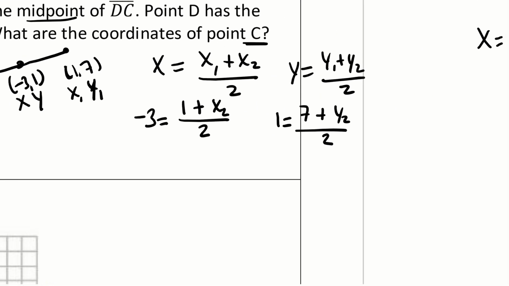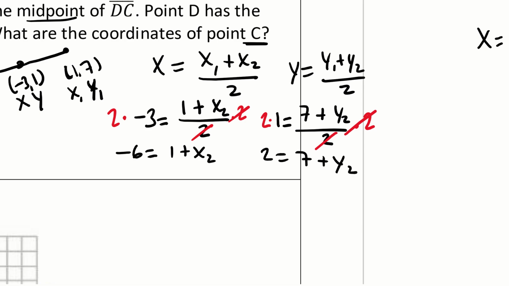In order to do so, we need to multiply both sides by this 2 in order to get rid of it. So that's exactly what I'm going to do. I'll do this here as well. So again, these 2's cancel. It's very nice. Now 2 times -3 is -6. 2 times 1 is 2. And now we're going to solve these two equations for x2 and y2.